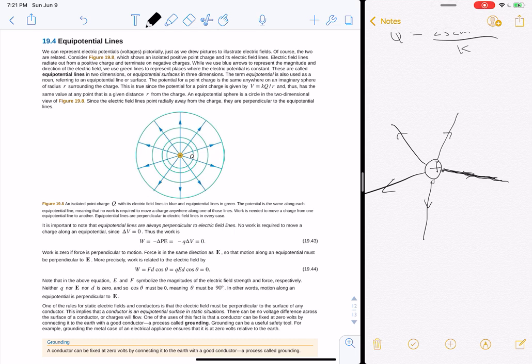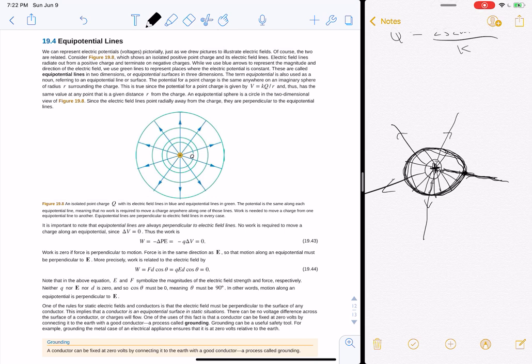Now it turns out, since this is a point charge, and if you're at a distance r away, no matter where you are, as long as you are r away, this is equipotential, equal potential. The potential from the center of this charge out to that distance r, no matter where you start and where you finish, as long as you move r away, you have the same potential.